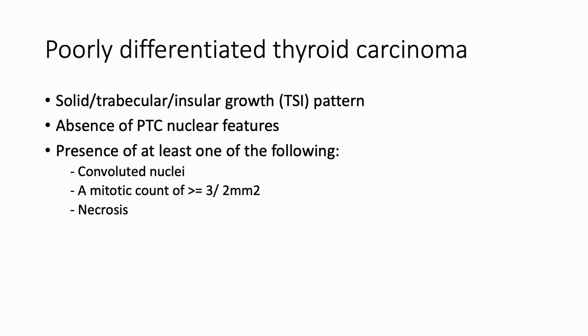The diagnostic criteria for PDTC were established in 2007 in Turin and are still referred to as the Turin criteria. PDTC requires A. a specific growth pattern, solid, trabecular, or insular; B. absence of papillary thyroid carcinoma type nuclear features; and C. at least one of the following three features: convoluted nuclei, which are small, round, hyperchromatic nuclei with irregular contours, equal to or more than 3 mitoses per 10 high power fields, and tumor necrosis.